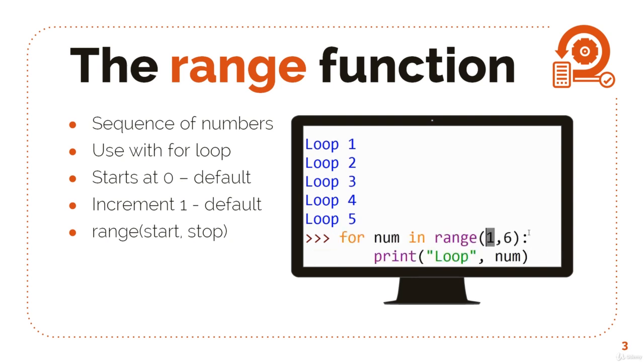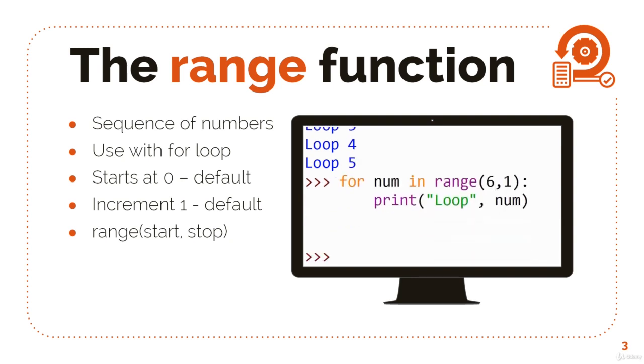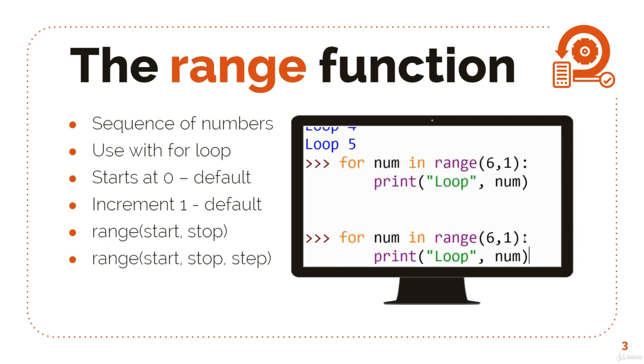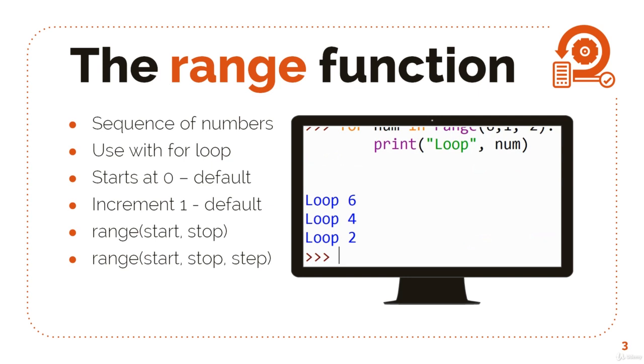Okay, what if we do a range between 6 and 1? We get nothing. That's because the default setting of range is an increment of 1. If we want to change the increment, we will need to add the final argument, step. Now if I go ahead and add -2 as the last argument in the range function, this time we get numbers going down by 2.